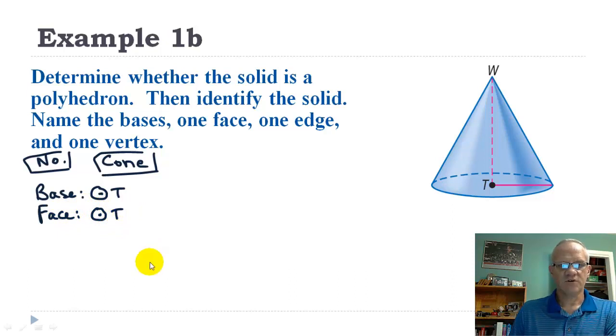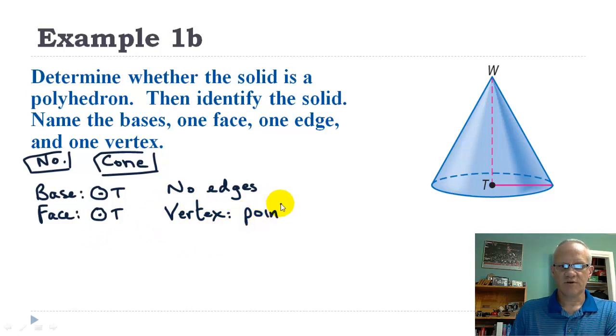One edge. Well, you know what? Remember, the edges can only be when flat surfaces come together. So there are no edges. And the vertex, so we do have a vertex. We have one vertex, and that vertex is point W. So point W right up here.